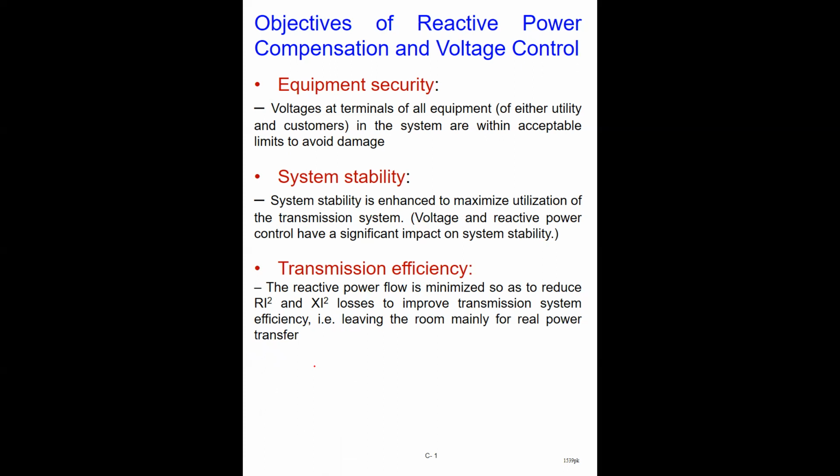The load current will be a phasor sum of active current and reactive current, because you have an AC current flow, right? Okay, right.